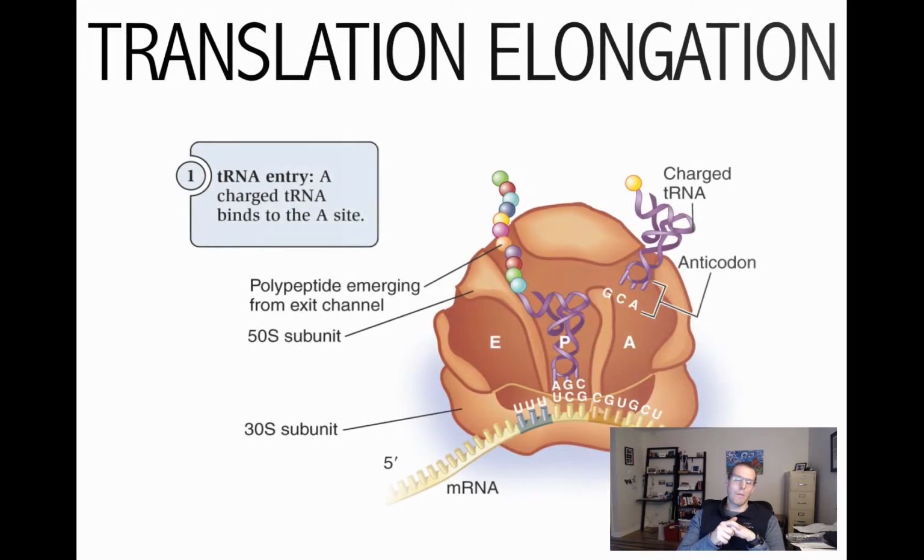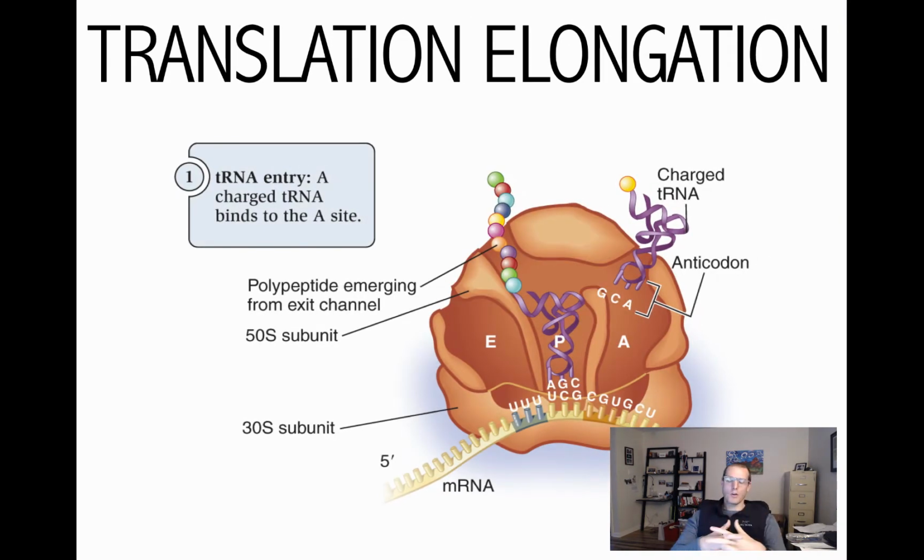So let's now talk about translation elongation. What I want you to do is imagine that translation's been occurring. You don't know how it's happened, obviously, but imagine translation's been occurring, and then we're going to pause it right at the point where we have a number of amino acids that have been joined together. Let me grab a pen very quickly here.